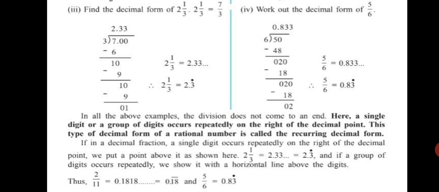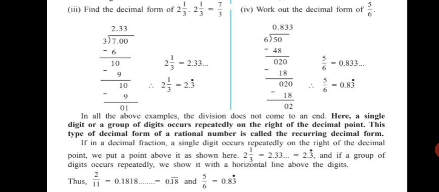If in a decimal fraction, a single digit occurs repeatedly on the right of the decimal point, we put a dot above it. Remember this. As shown here, 2 1 upon 3 is equal to 2.33, where 3 is repeating. So what do you write? Equals 2.3, and on top of 3, one dot.